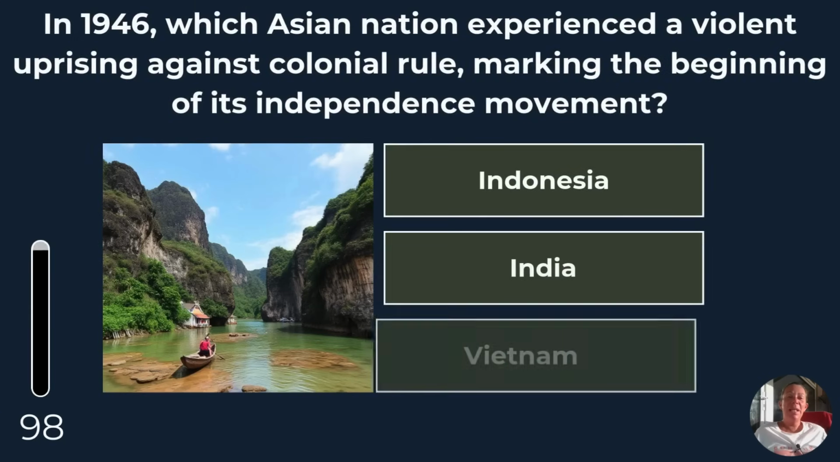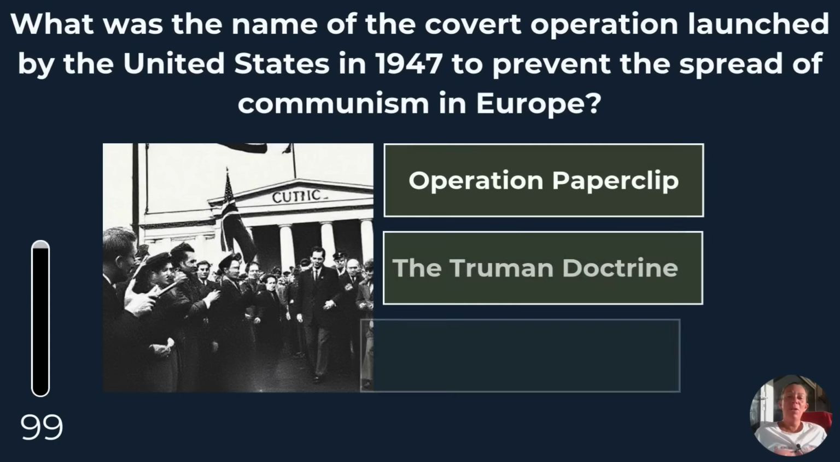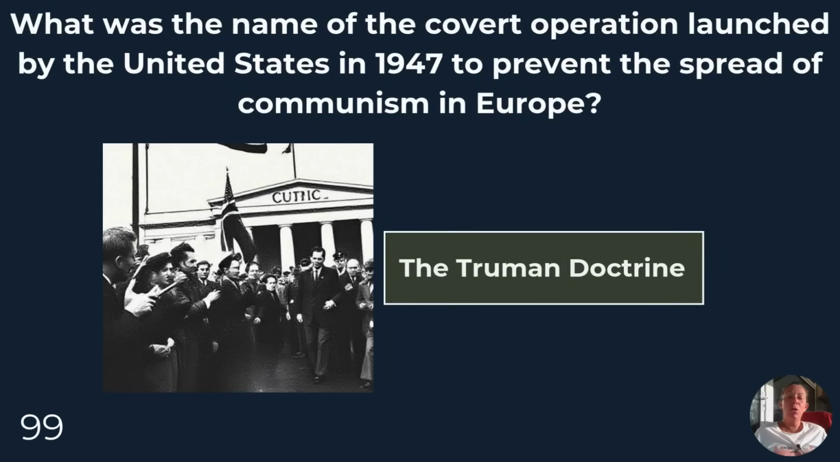In 1946, which Asian nation experienced a violent uprising against colonial rule, marking the beginning of its independence movement? Indonesia, India, or Vietnam? Indonesia. What was the name of the covert operation launched by the United States in 1947 to prevent the spread of communism? Operation Paperclip, the Truman Doctrine, or Operation Overlord? The Truman Doctrine.